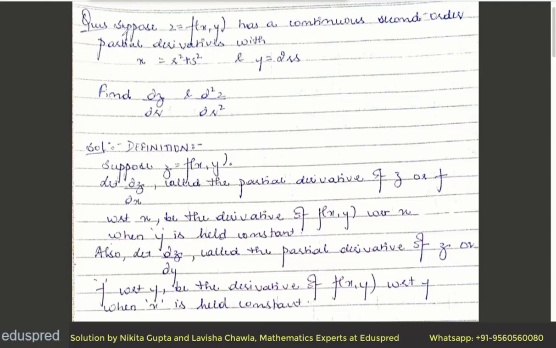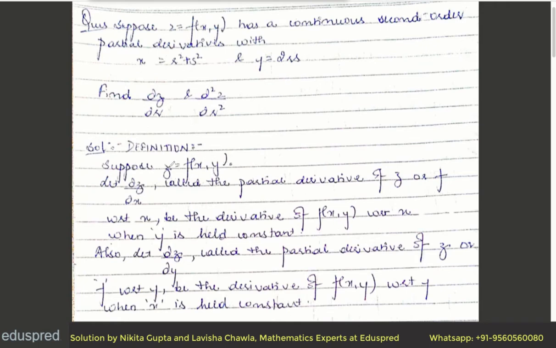In this video, we will be solving this question which says suppose z is equal to f(x, y) has continuous second order partial derivatives with x is equal to r square plus s square and y is equal to 2rs, and we have to find del z by del r and the double derivative of z with respect to r.